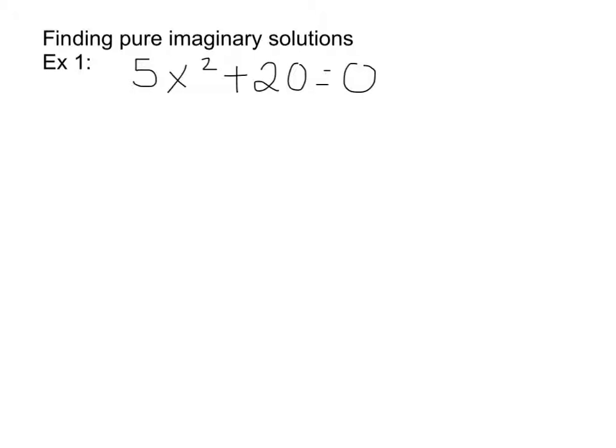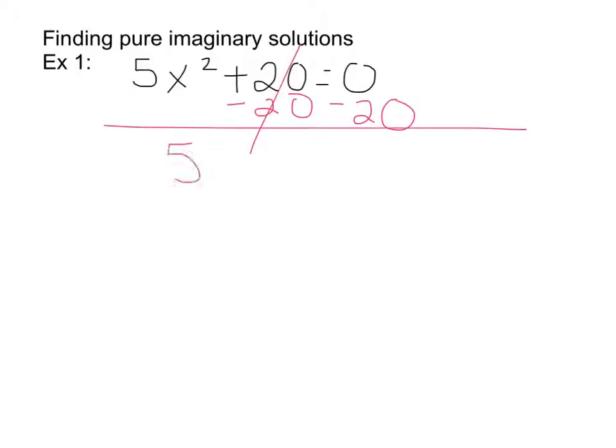Example 1, 5x squared plus 20 equals 0. If you notice, there is only one x, and it's x squared. So to solve this, we are going to get everything away from the x squared. To move positive 20 to the other side, we subtract it. That gives me 5x squared equals negative 20.